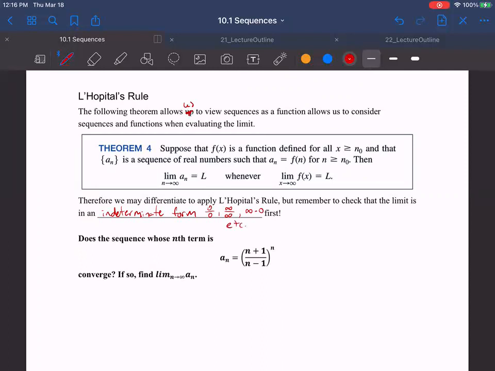All right, does the sequence whose nth term is a sub n equals the quantity (n plus 1 over n) to the n minus 1 converge? If so, let's figure out what.